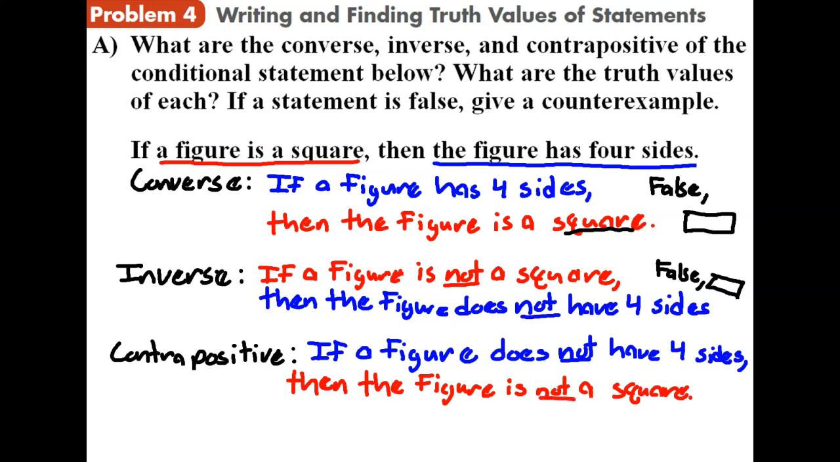All right, so again, contrapositive, flip them and negate them. Now, as far as the truth value goes, this will be true. Okay, if a figure does not have four sides, it can't be a square. Squares have four sides, therefore that one's true. All right, a lot of writing, but not that tough.